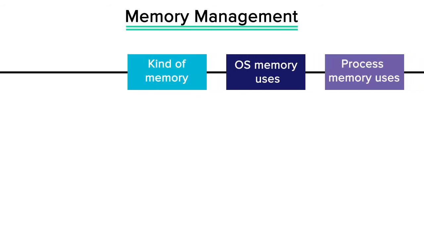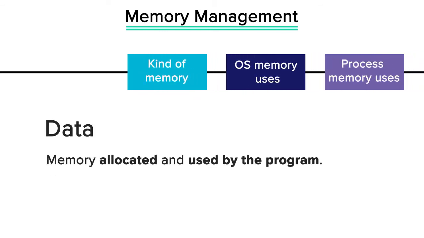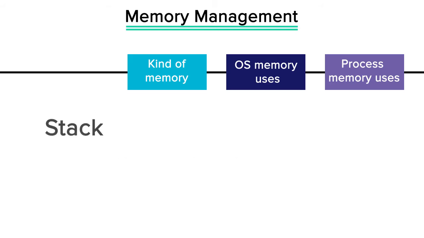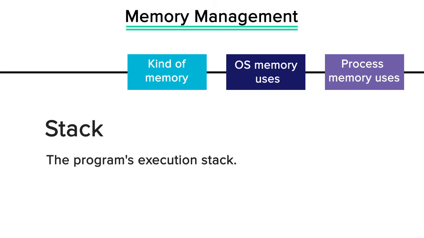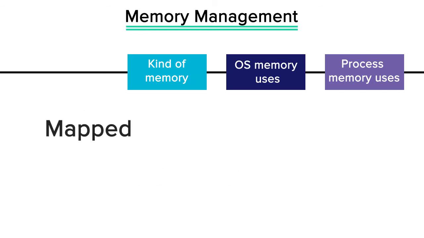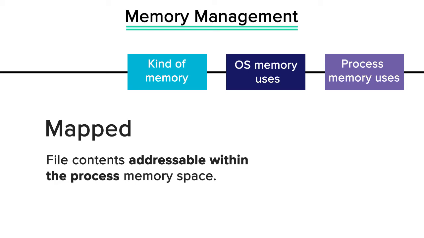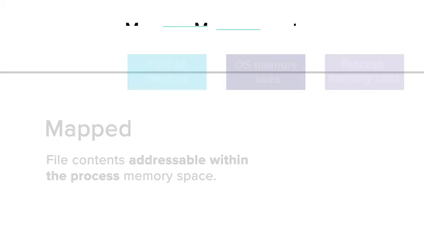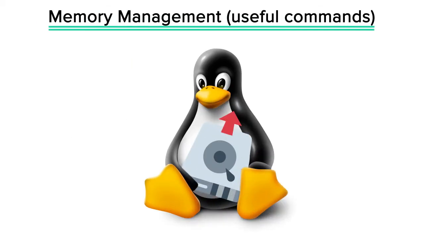Process memory uses. Data: memory allocated and used by the program, usually via malloc, new, or similar runtime calls. Stack: the program's execution stack managed by the OS. Mapped: file contents addressable within the process memory space. The amount of memory available for processes is at least main plus swap minus kernel, and may also include any files via mapping. Memory is one of the most important parts of a Unix system for performance.